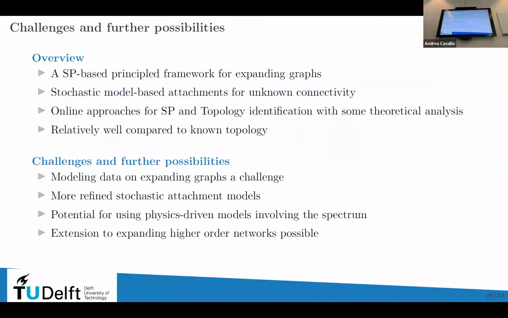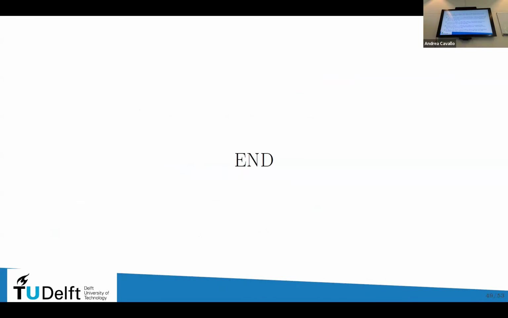I think you need more spectrum-based approaches, since the graph spectrum. You need more ways to model these things, and more refined stochastic attachment models. Maybe Bayesian approaches can be a good approach to give more rich probabilities and get posteriors and those types of things. And another good thing is you can also expand this to higher order networks. So yeah, that was it. Thank you.